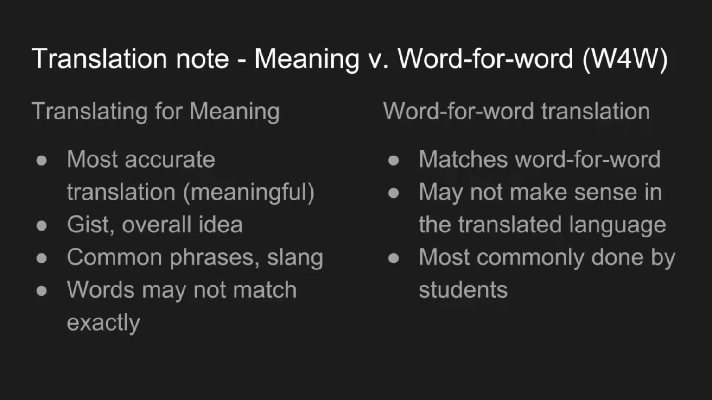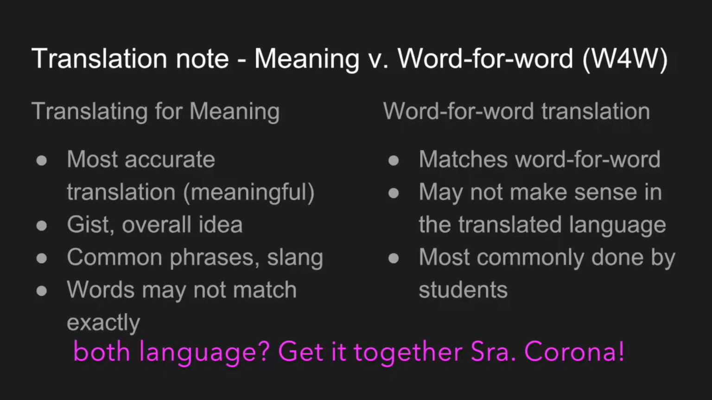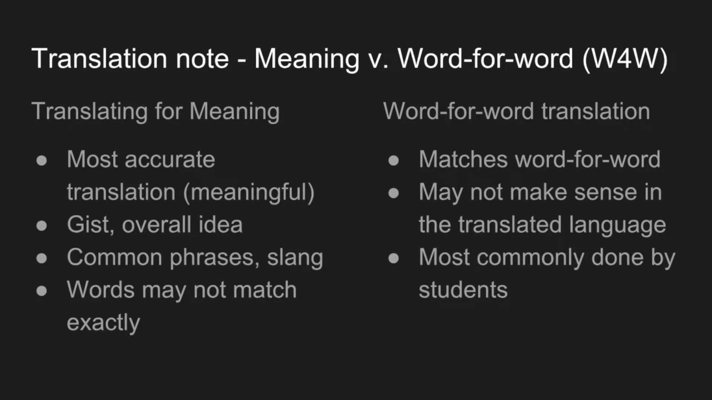Translating for meaning is the most accurate translation, meaning that it is the translation that has the closest meaning or is more meaningful in both languages. The translation for meaning will give you the gist or the overall idea of what's being said. It's used a lot for phrases that are really common and a lot of times for slang phrases. And when you translate for meaning, the words may not match exactly.